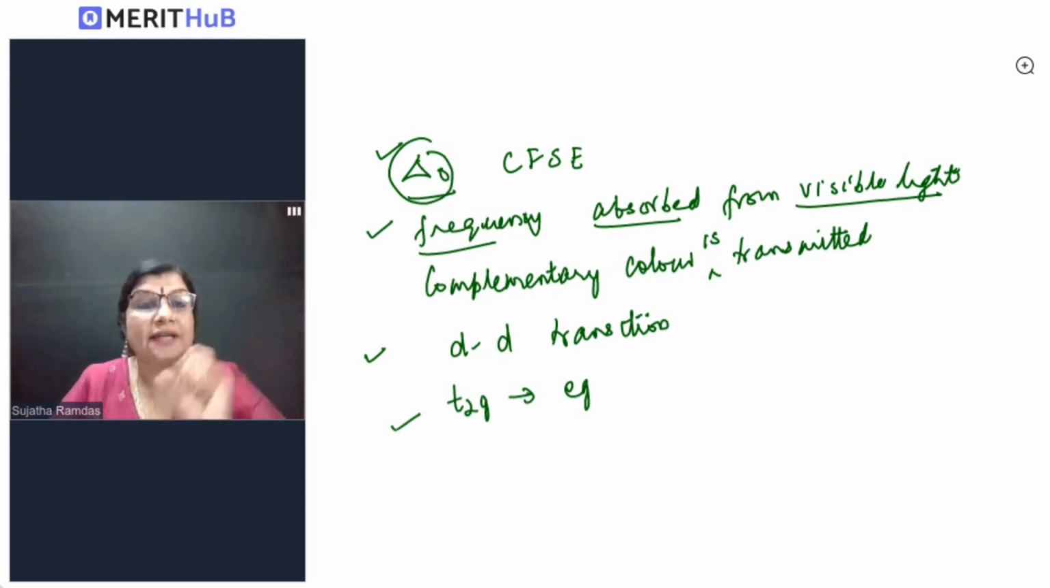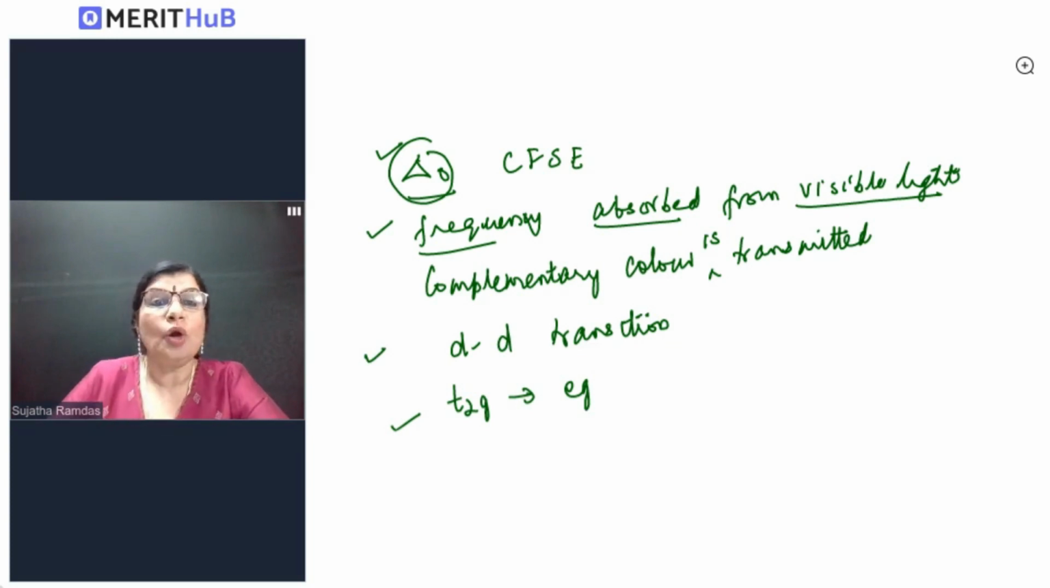Delta O is the difference in energy between the two split d subshells, right? It will have to be absorbed from the visible light. Only then will the complementary color be transmitted and the color be shown by that particular complex ion. Okay, so that is the background information regarding how complex ions exhibit color. Now we have to identify what is the other criterion required for a transition metal complex ion to exhibit color.